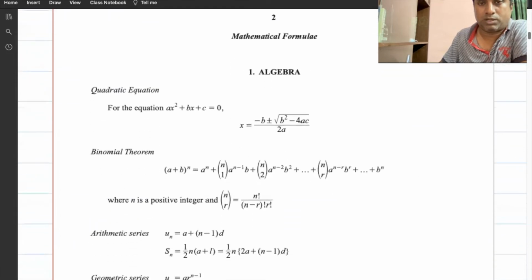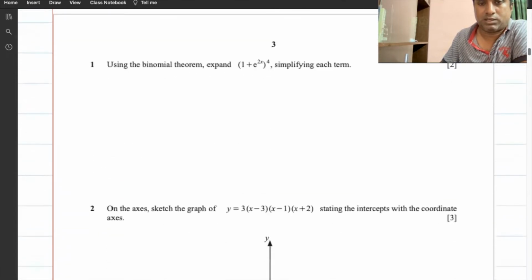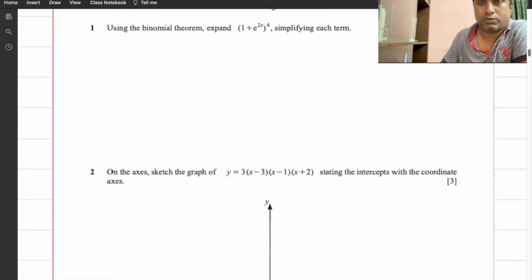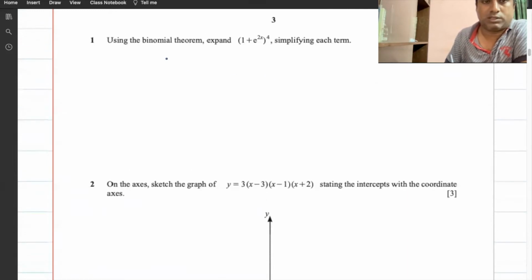Now, the formula materials are given. Let's see where we can start. We start from the Binomial Theorem.